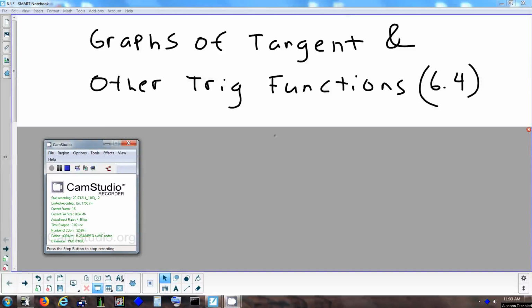Okay, so last section we're going to look at for this week is 6.4. And we've already looked at sine and cosine in a lot of detail, all the transformations. Now we're going to look at the other trig functions: tangent, cotangent, secant, cosecant.